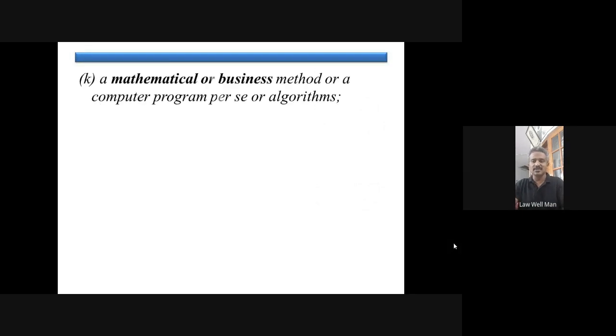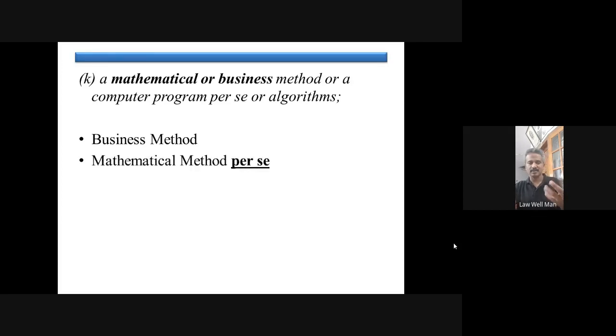Let's move further. 3K, a mathematical or business method or a computer program per se or algorithms are not patentable. A business method, a method of doing business, like a money chain business, cannot be patentable. A mathematical method per se, that per se is important there, because if you are making a device based on that mathematical method, E equals mc squared or anything of that sort, that method by itself, that mathematical method per se is not patentable. Pythagorean theorem. But if basing on the Pythagorean theorem, you're going for a device which is useful to society, then it's not per se.